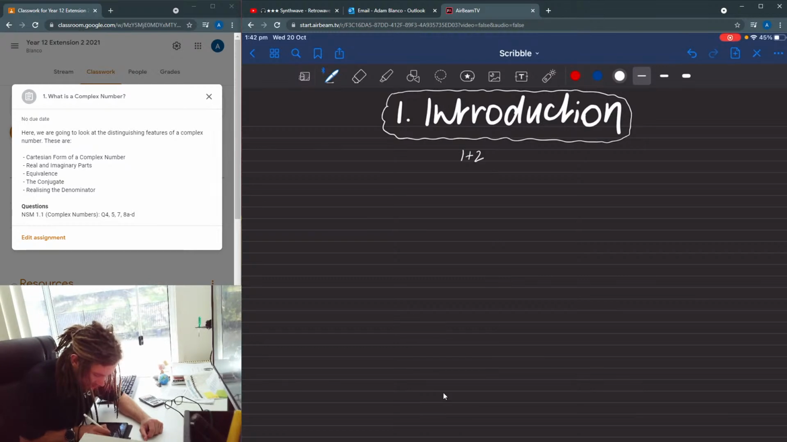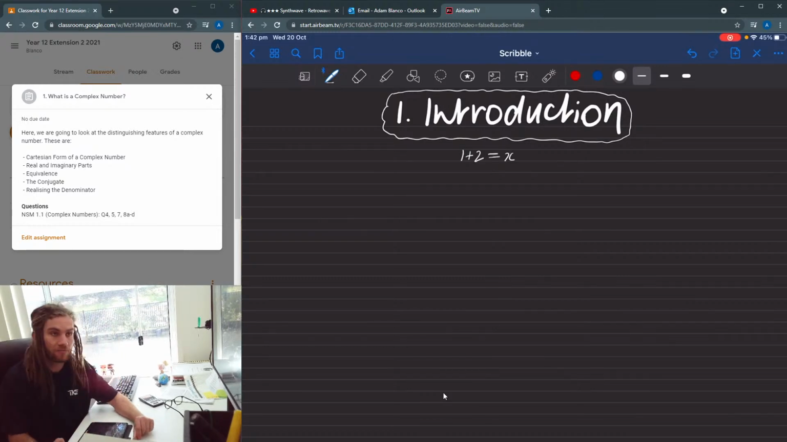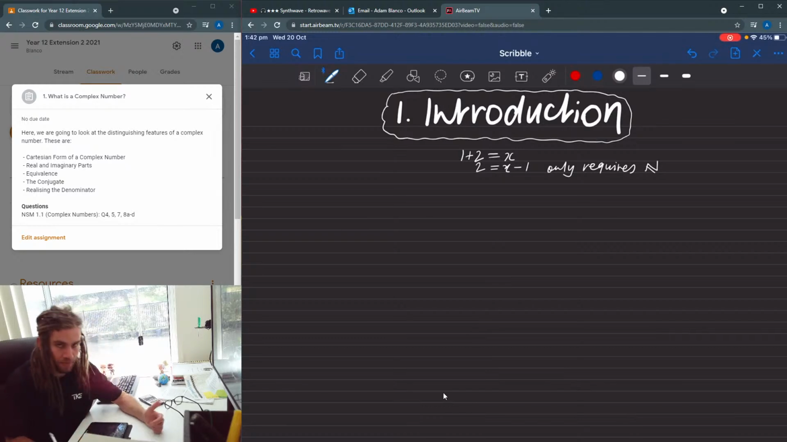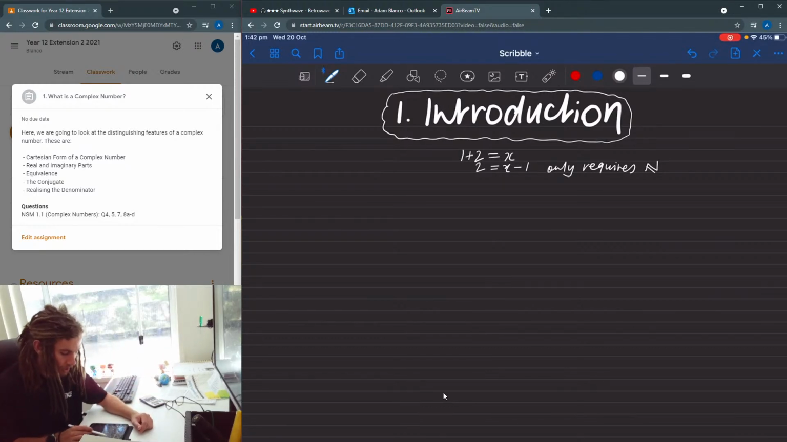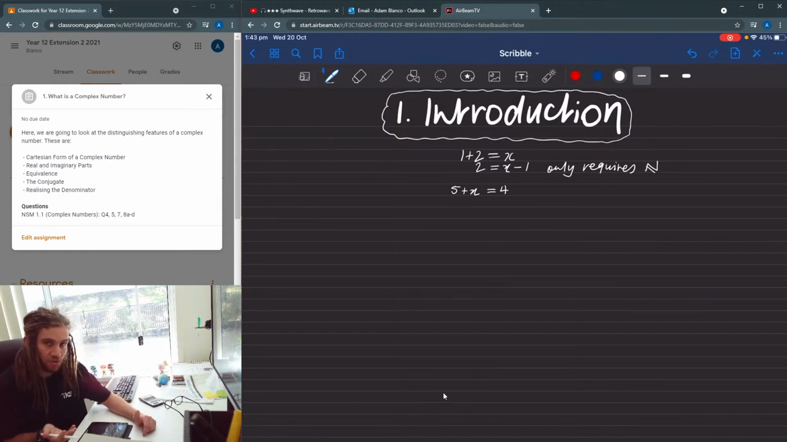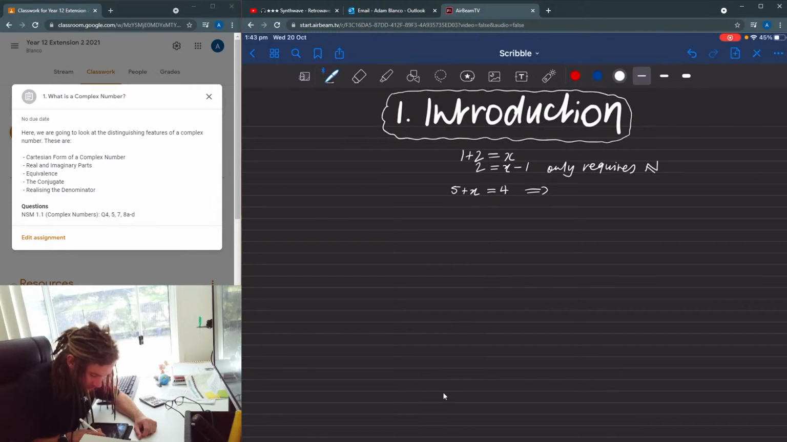Okay, so think about the most basic of equations, or not even an equation really, just like 1 plus 2. That's equal to x, that's an equation, right? Or I could just write that as 2 equals x minus 1. Well, that only really requires the natural numbers, the counting numbers, which are 1, 2, 3, 4, 5. Now, an equation like 5 plus x equals 4, I can't use the natural numbers to solve something like that. So this implies a necessity of integers.